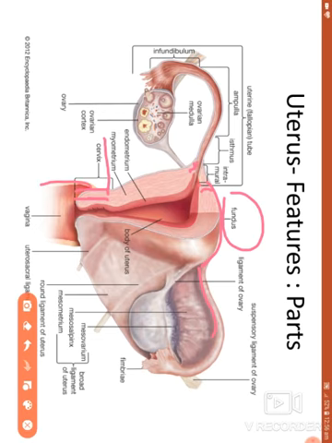This is the vagina. That is the posterior wall of the vagina. You are seeing the anterior view. This is the posterior wall of the vagina. So here this part is the cervix. Then the cervix is projecting into this posterior wall of the vagina.